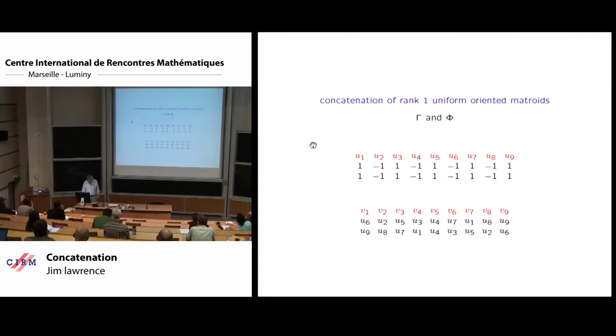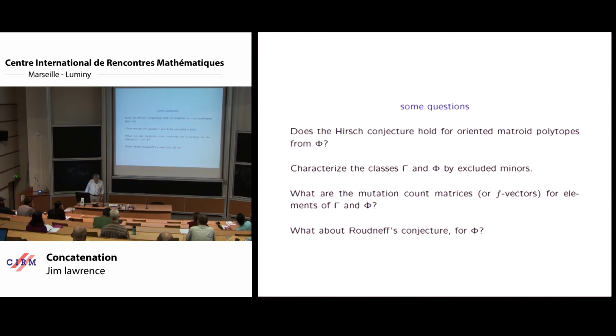And so that's something that you can't get from the gamma oriented matroids. They all satisfy the Hirsch conjecture, I think. So it might be nice to look at these two, and I would like to know more about these classes themselves. What is it that makes the things in gamma nice, and so forth? So here are some questions.